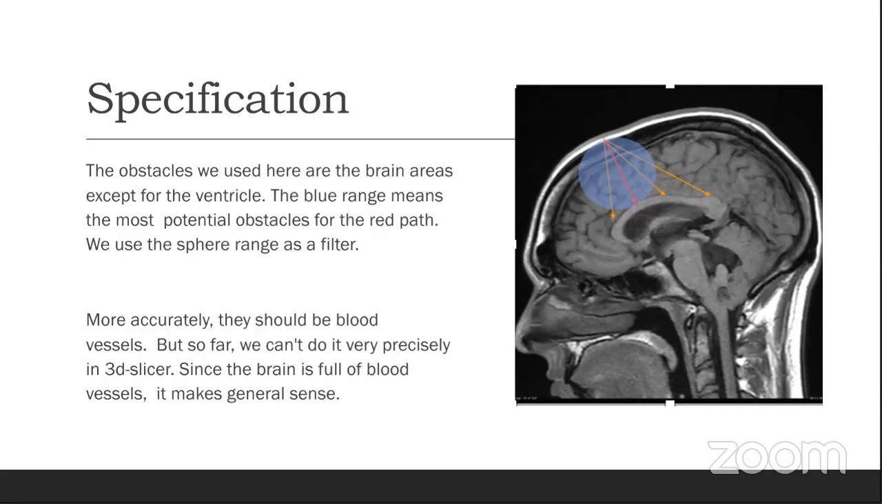Also, talking about what types of obstacles we are using, more accurately they should be blood vessels, but so far we cannot do that accurately in 3D Slicer. I googled a picture and the brain is full of blood vessels, but that picture doesn't look good, so I didn't put it here. Since there are so many blood vessels in the brain, we just use the tissues, which still gives a general size. Next slide.